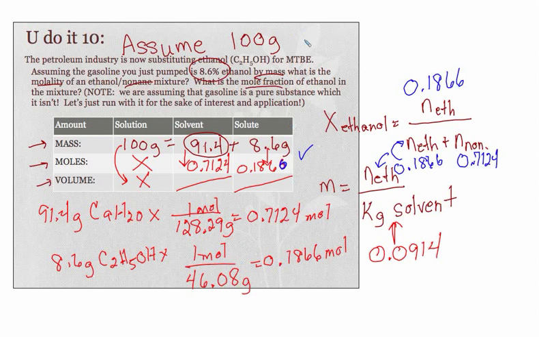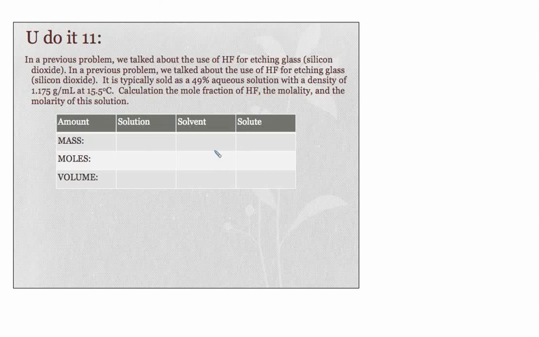So what we had, our final results were that our molality, if you carried through those calculations, was 2.0 molal, and our mole fraction of ethanol was equal to 0.21. All right, let's try another one of these, and this time we're going to include in that calculation molarity. So let's move on to the next problem.